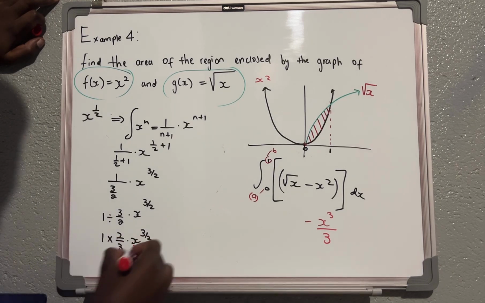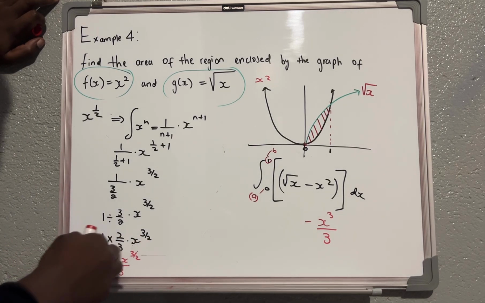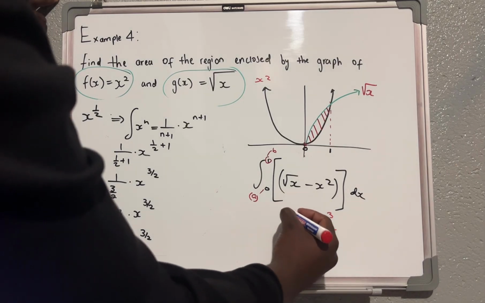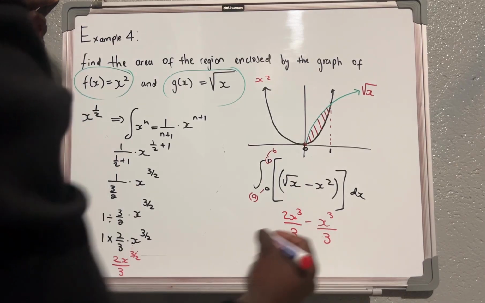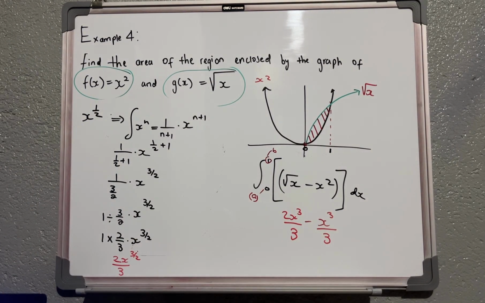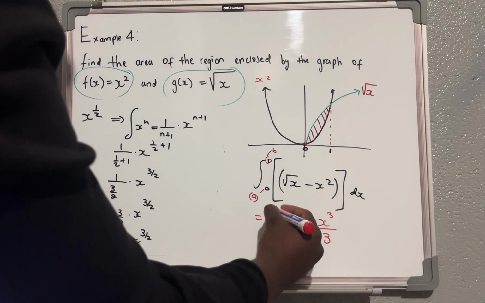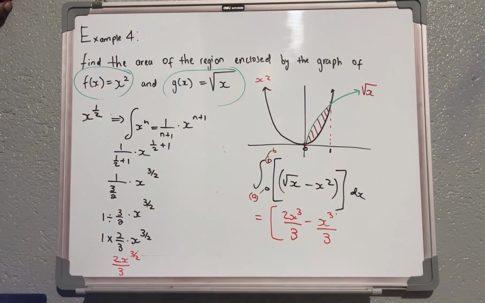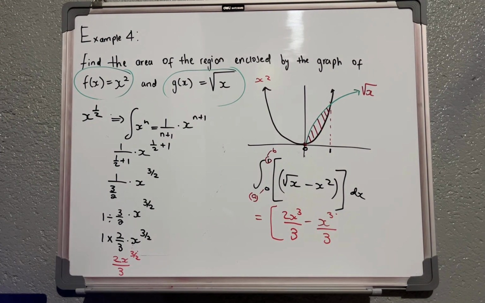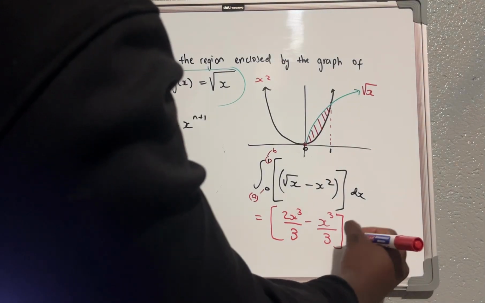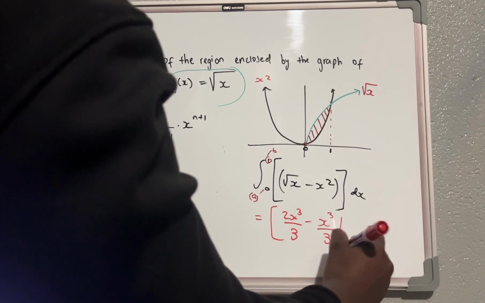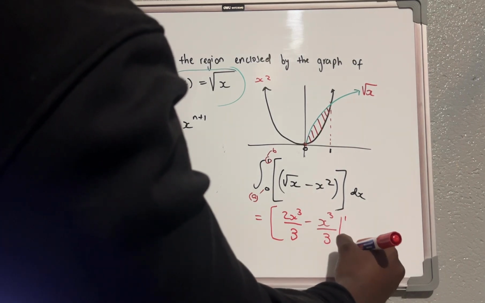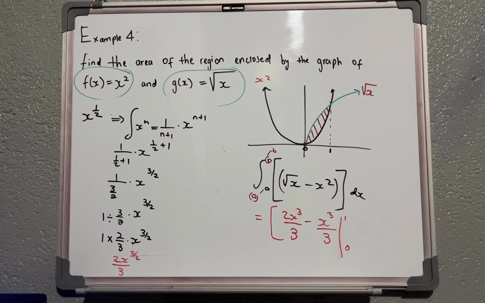Remember, this is over 1, so just take note of that. We have 2x to the exponent 3 over 3. So that's mainly how you're going to write that one. Then we have to find at which region. We have the region between 1 and 0.